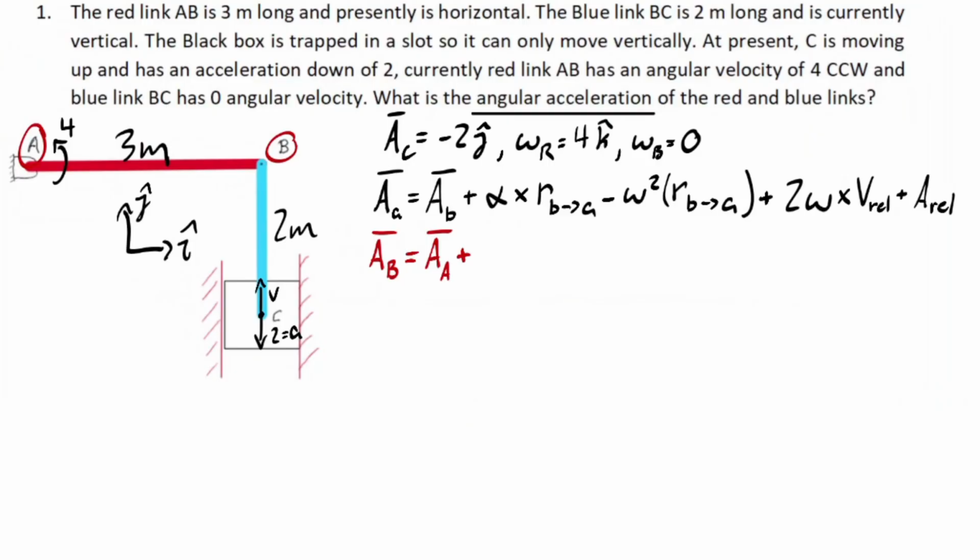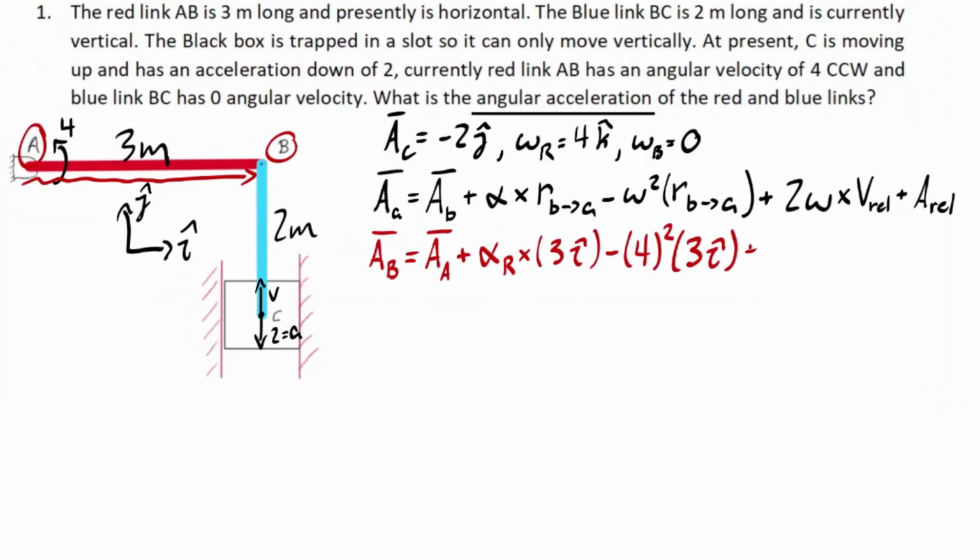So the angular acceleration is unknown. That's what we're solving for. Of this red link, times the cross product of the position vector from A to B, right? So from the right to the left. From A to B, if I'm traveling on this line going to B, I'm going 3 meters. And that is in what direction? That is in the positive i, so 3 in the positive i. And then minus the magnitude of the angular velocity W of the red one, which is just 4, it was given, squared. And then this is regular multiplication times the position vector we just arrived at, so 3i again.